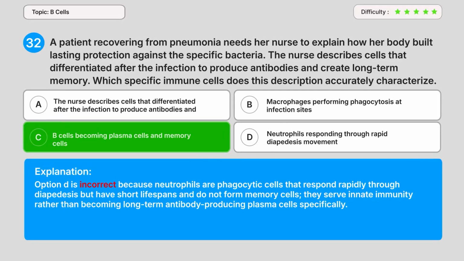Option D is incorrect, because neutrophils are phagocytic cells that respond rapidly through diapedesis, but have short lifespans and do not form memory cells. They serve innate immunity rather than becoming long-term antibody-producing plasma cells, specifically.